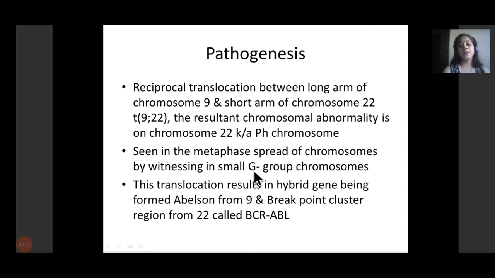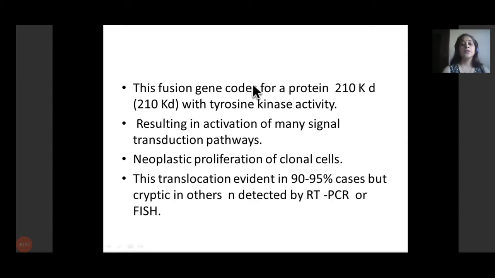This can be seen in the metaphase spread of chromosomes, and we need at least 20 such metaphases to be visualized in the G-banding group of chromosomes. This fusion gene encodes a protein of 210 kilodalton weight with tyrosine kinase activity, which causes uninhibited proliferation. If you remember my nuclear lectures, I spoke about the inhibitor activity and the cell cycle going from G0 phase to S phase with uninhibited proliferation.